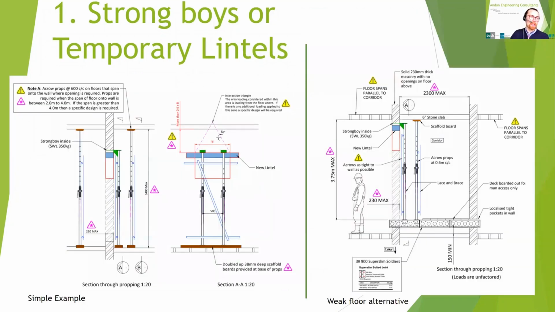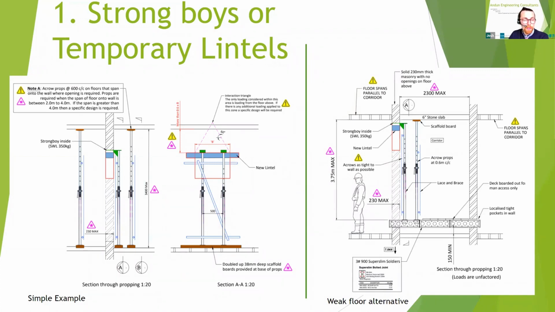And then here we can see this concept illustrated. On the left-hand side is a simple scheme where the props are supported on floors, and to the right is that weak floor alternative, which you can see the photos of in the previous slide. Most often the loadings we get from the strong boy props are low due to their low capacity.